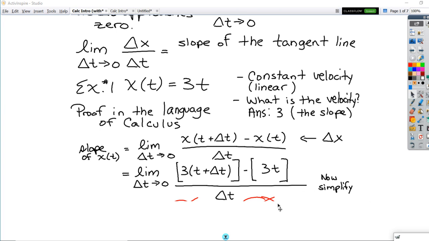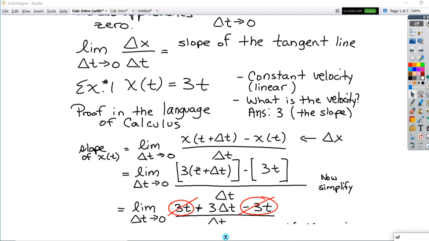Now I can simplify. I can distribute the 3 here, and then subtract and see what I have left over. So we get 3t plus 3 delta t minus 3t. These two terms will cancel out because 3t minus 3t is 0. And what I'm left with is the limit as delta t approaches 0 of 3 delta t over delta t.